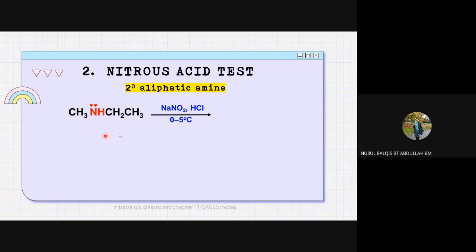One, two. Longest carbon chain of two, nama dia apa? Ethanamine. On nitrogen kita ada methyl and methylamine. Okay, good. So undergo this nitrous acid test. Apa yang kita akan form?